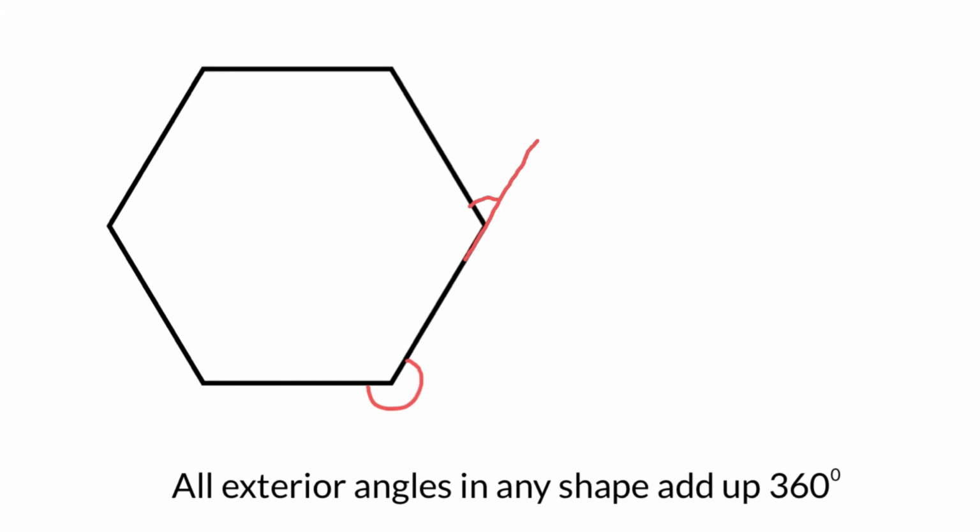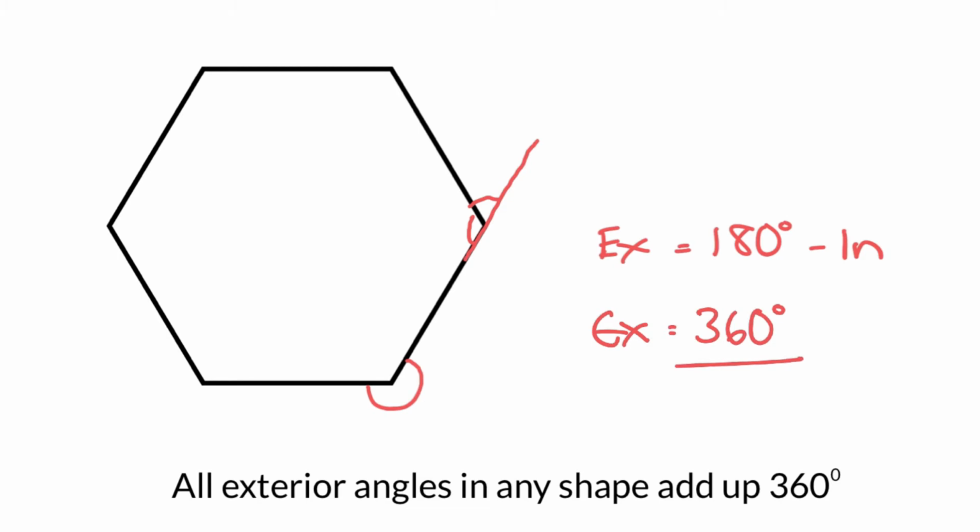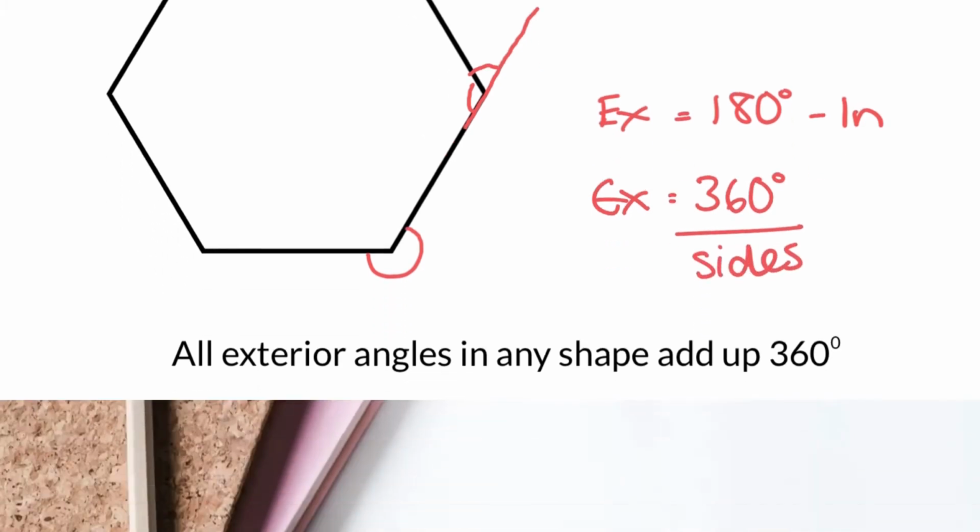So to calculate the exterior angle of the shape, we can see here that the interior angle and the exterior angle are on a straight line, so they must add together to make 180 degrees. So the exterior angle is equal to 180 degrees minus the interior angle. In addition to that, all the external angles of all shapes add up to 360 degrees, so you can calculate the exterior angle by dividing 360 degrees by the number of sides the shape has.